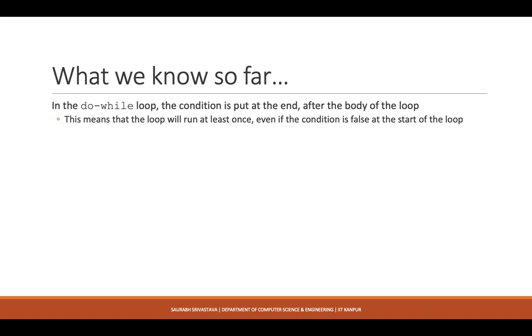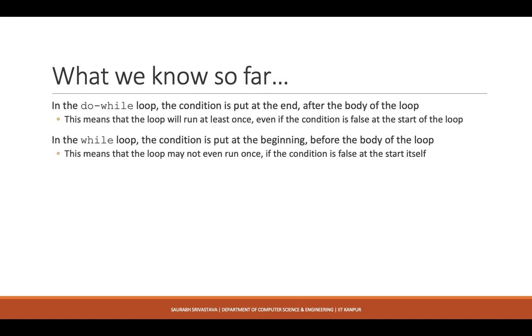So what we already know so far, especially from the previous lecture, is that in the do while loop, the condition is put at the end of the loop, right? So basically just after the body of the loop. This means that the loop will run at least once because the condition, even if it is false, will be evaluated at the end.